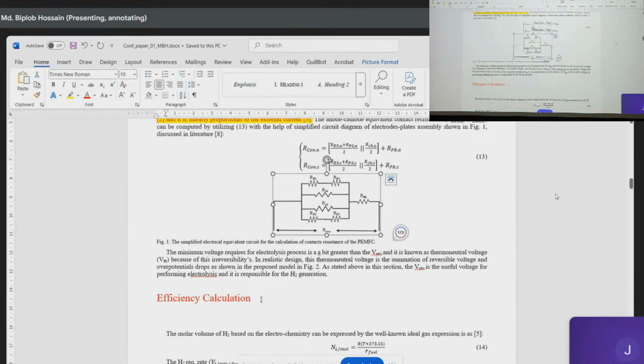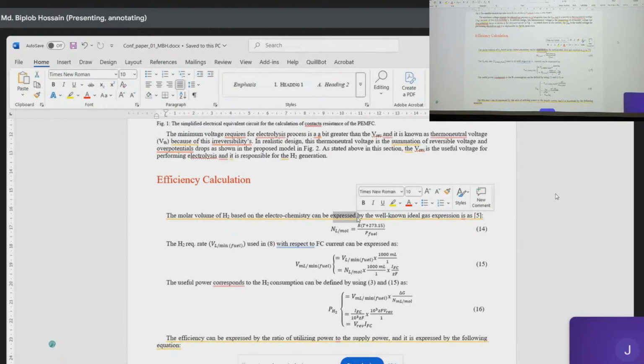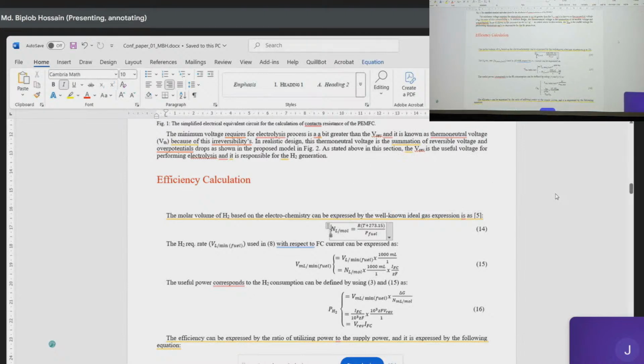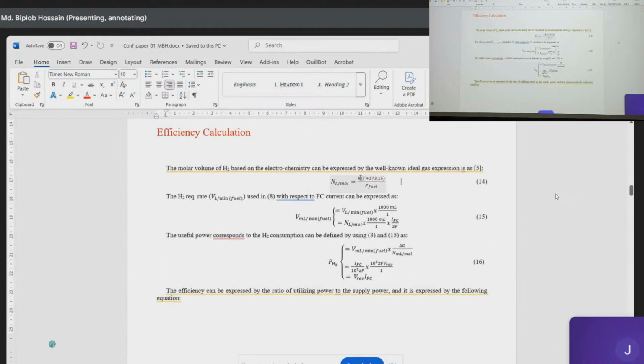So now, how can we calculate the efficiency of a fuel cell? For calculating the efficiency, we first need to know, for supplying a required amount of current, what the supply of hydrogen would be on the input side of the fuel cell. This equation gives the volume of hydrogen needed for supplying a specific load, the volume per mole. This is a very basic equation taken from chemistry. Here R is the universal gas constant, T is the ambient temperature, as you know.